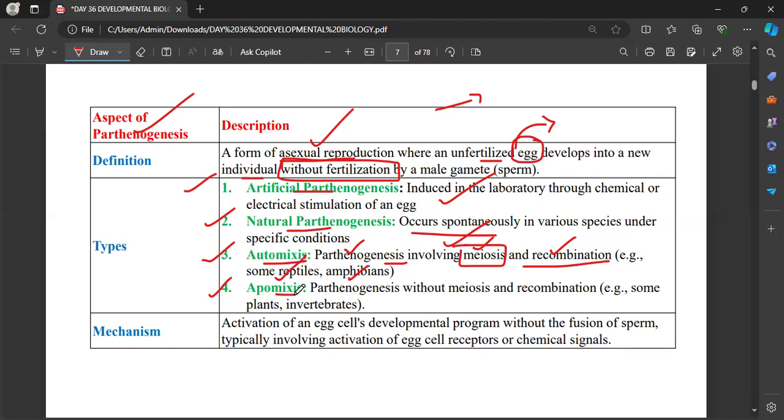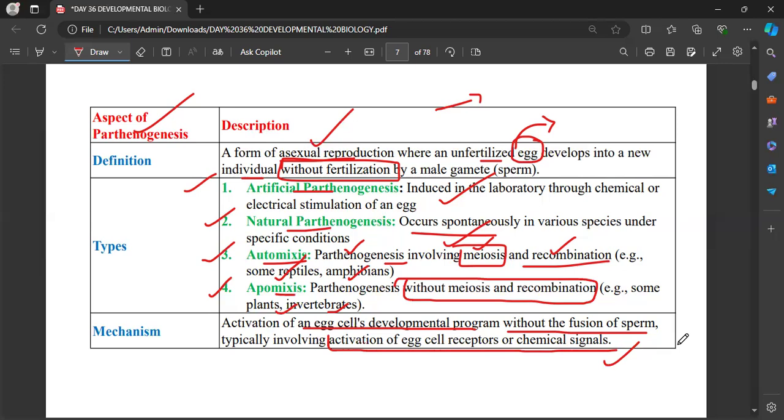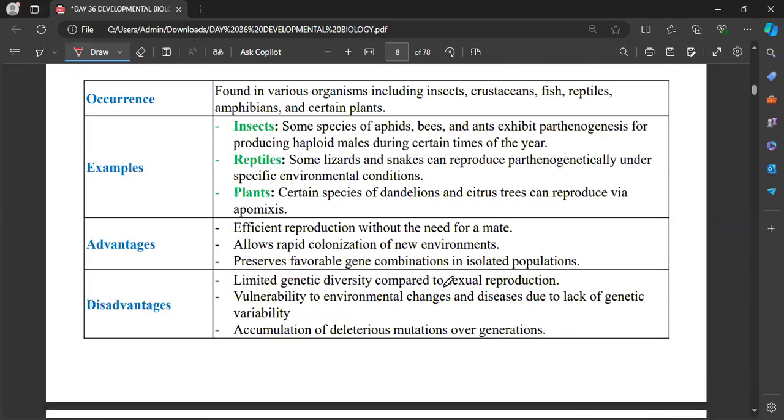Now, what is apomixis? Here, parthenogenesis occurs without meiosis and recombination, and it happens in plants and invertebrates. So these are all the types of parthenogenesis. Now, how does this process take place? Here, the activation of a cell's developmental program without fusion of sperm typically involves the activation of receptors or chemical signals. So the eggs themselves get activated through some developmental program, by activating their receptors through chemical signals. Only by this process can they have the capacity to give rise to the next generation.